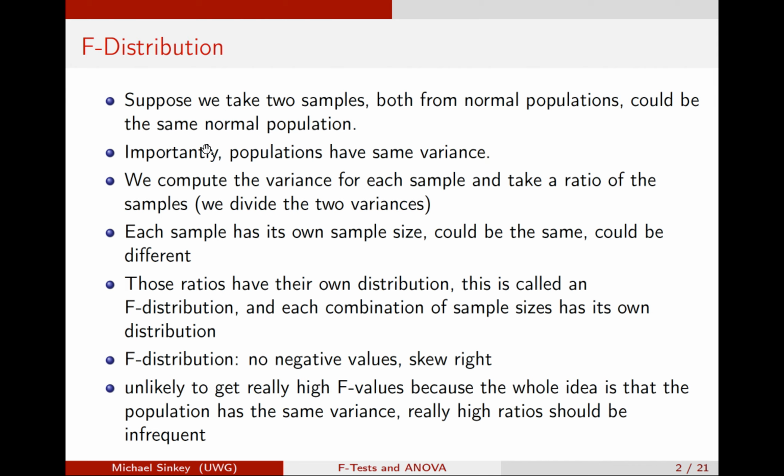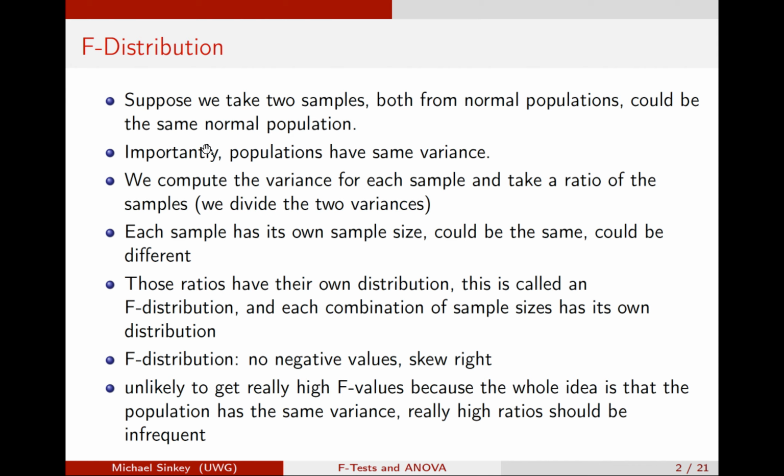Each sample has its own sample size. Now this sample size could be the same, it could be different. Those ratios have their own distribution. What the ratio is, I am just dividing a large variance by a small variance and spitting out a ratio. And we're seeing how many times larger the large variance is than the small variance. Those ratios differ depending on the sample size. So you're more likely to get large variances with small samples because if you think about calculating a variance, it's 1 over n minus 1. Well, n is small. Okay?